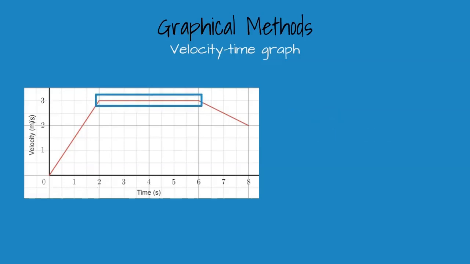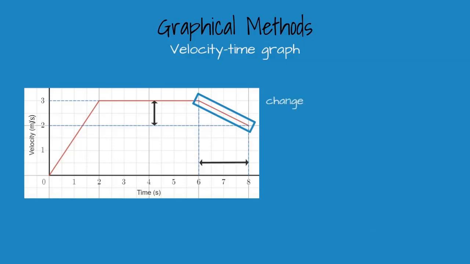Next, the flat section of the graph has a slope of 0 since the change in velocity is 0. So, the object is not accelerating at all, which means that the velocity is constant at 3 meters per second. Finally, in the last section, the velocity decreased from 3 meters per second to 2 meters per second in 2 seconds. So, the change in velocity is 2 minus 3, or minus 1, and the change in time is 2, so the acceleration is minus 0.5 meters per second squared.